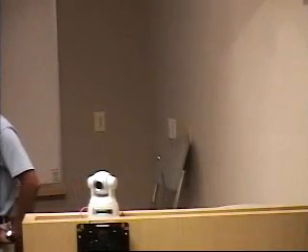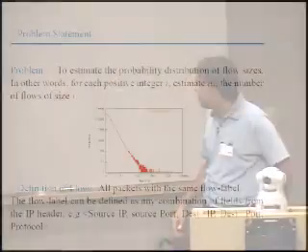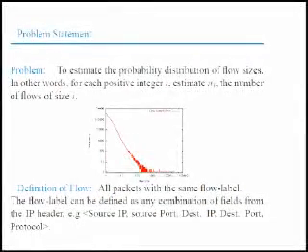Size is in packets. So there is a tremendously large number of flows with just one packet, and that number goes down exponentially. As you can see, this is a straight line on the log-log plot. So this is the distribution we are trying to estimate.